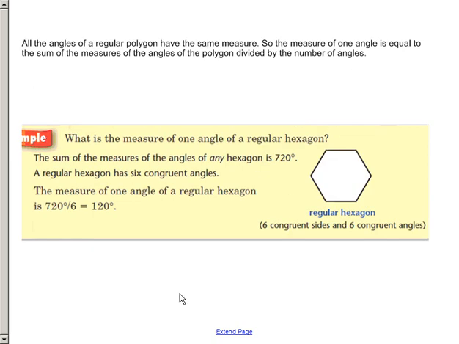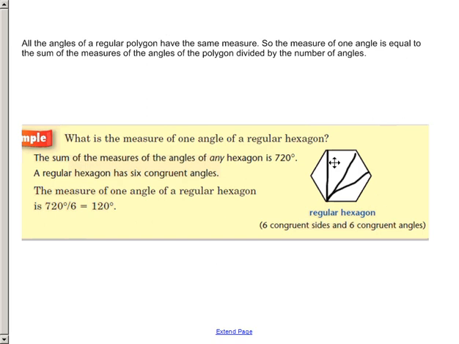All of the angles of a regular polygon have the same measure. On the last slide, we saw a hexagon, but it wasn't a regular hexagon. Here's a regular hexagon. It too can be divided into 4 triangles. We could start at this point and draw a line there. In fact, I'll do that. We can draw from here to here. We can draw from here to here and from here to here. So we've got our 4 triangles just as we did on the other slide.